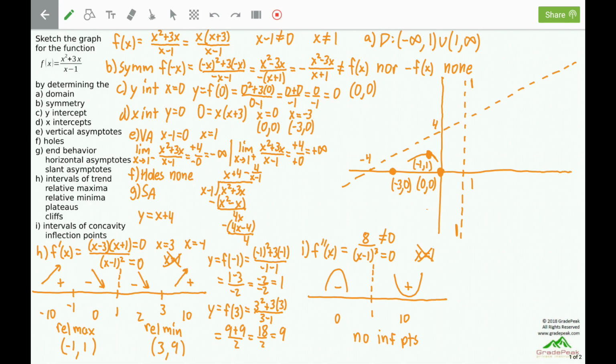And right at the point of 3, 9, we will have a relative minimum that will be up here. We can label that as 3, 9. It's above the slant asymptote y equals x plus 4, because if x is 3, 3 plus 4 is 7, so it's going to certainly sit above it. And it will have a relative minimum type shape to it.